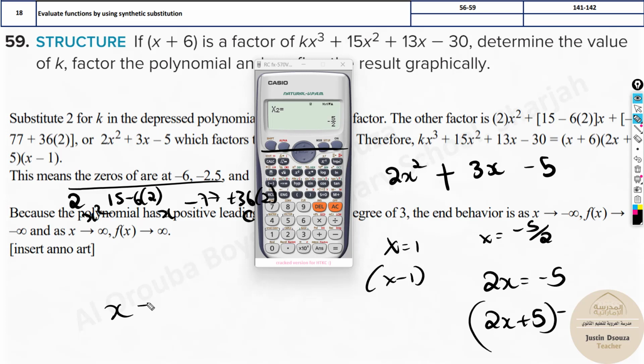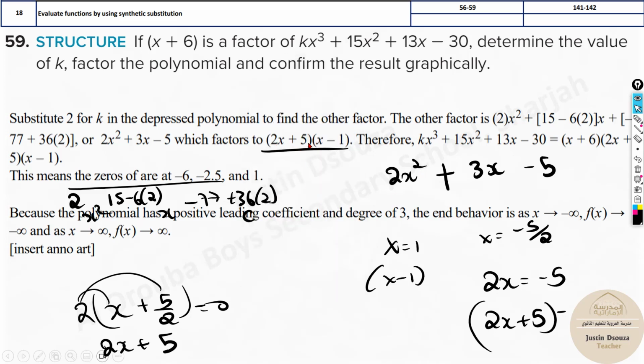X, take this entire thing to the other side. It will be x plus 5 by 2 equals 0. Now multiply throughout by 2. It will be 2x plus, see, it's like this 2. It will be here 2x, 2 and 2 cancel, you will remain with 5. The factor will be 2x plus 5. Any method you do, you will get that answer: 2x plus 5 and x minus 1. So that is the factor.